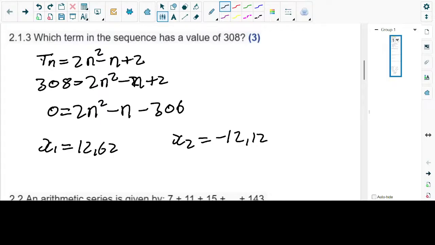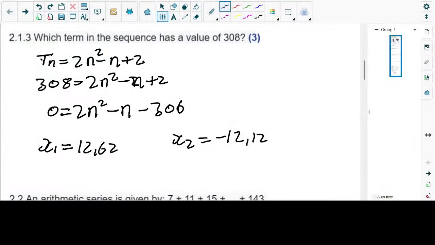Okay, let's try the quadratic formula. We're going to have a fraction: open bracket, minus, open bracket, minus 1, close bracket, close bracket, plus or minus the square root of, and is our calculator in the right mode? The calculator is in the right mode. Minus 1 all squared, minus 4, a is 2, c is minus 306, close the bracket, all over 2 multiplied by 2.